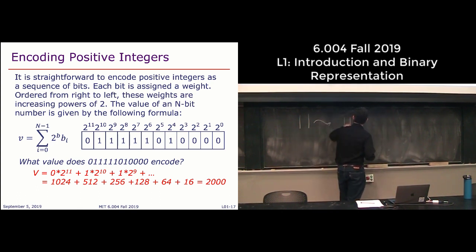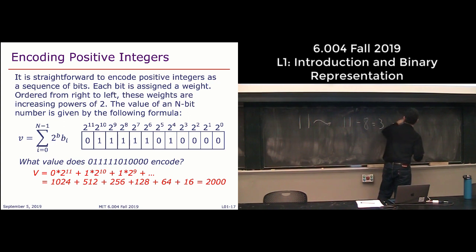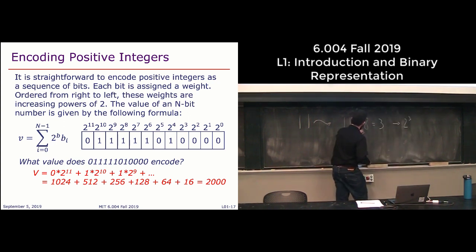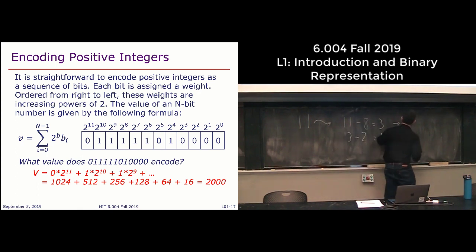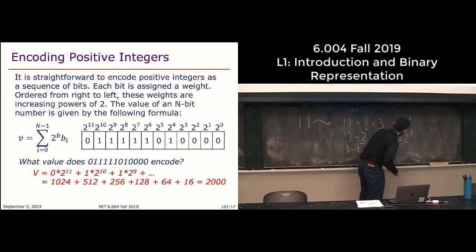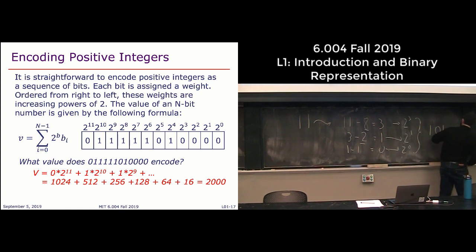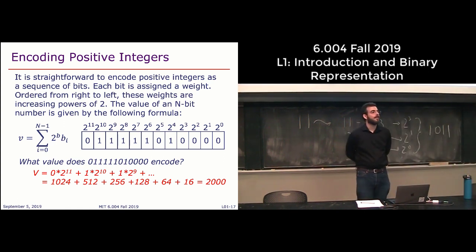So in this case, you'd have 11 minus 8, that's 3, and that gives you 2 to the 3. Then 3 minus 2, that's 1, which gives you 2 to the power of 1. And then 1 minus 1 is 0, and that gives you 2 to the 0. So putting these together, you get 1, 0, 1, 1. Any questions?